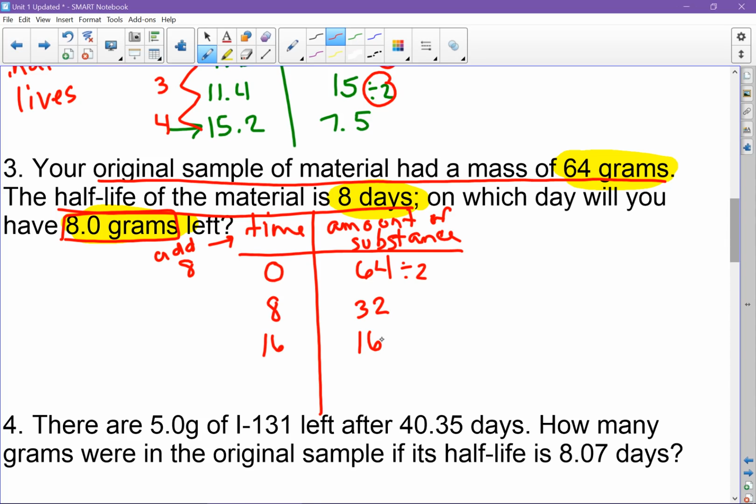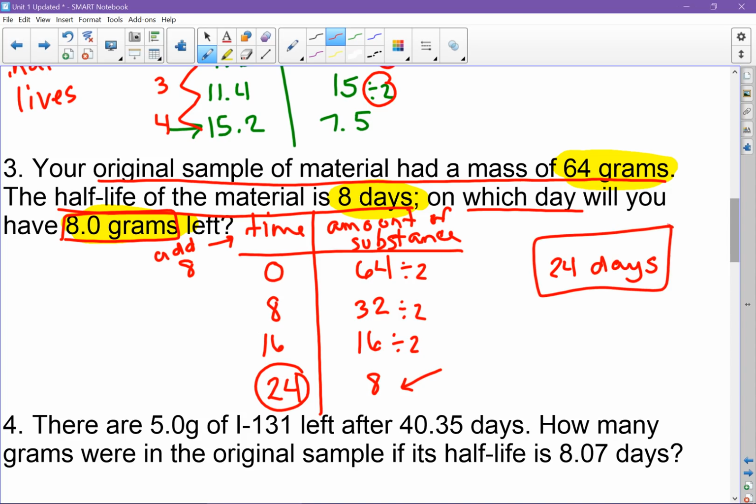So if I do 16 divided by 2 again, there's the 8 grams. That's the stopping point according to the question. Over here in the time column, 16 plus 8 is 24. So on which day is what we're looking for. It took 24 days for that decay to happen, so that's the answer.